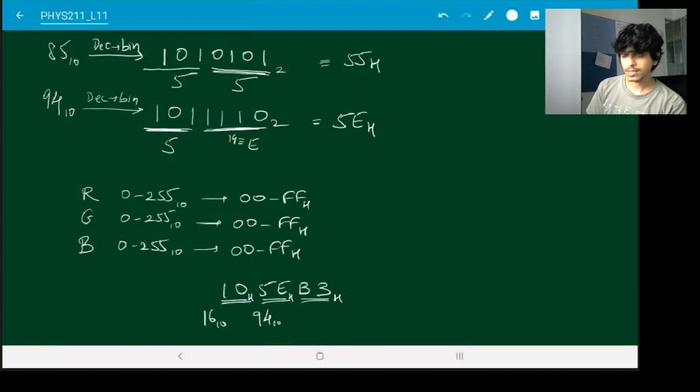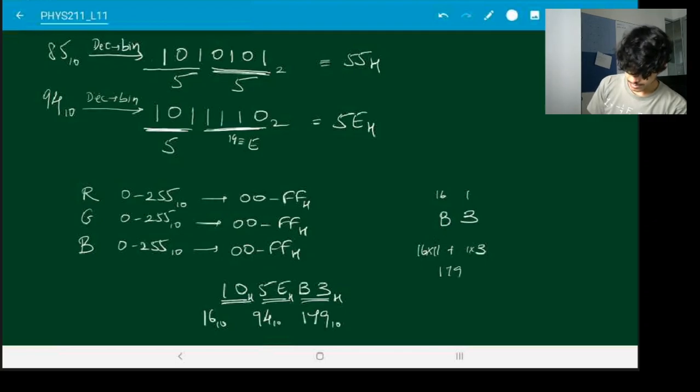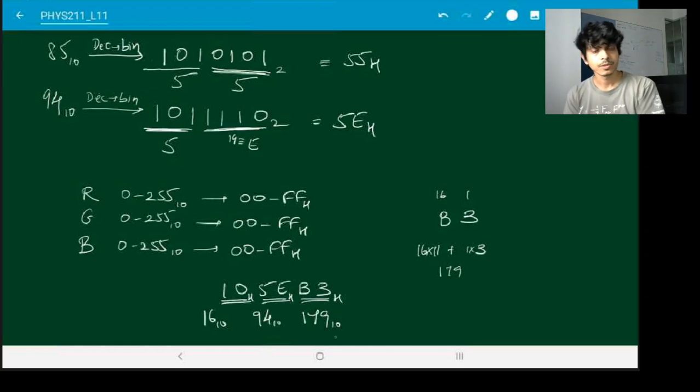And how much is B3? B3. So 1 and 16. So 16 times B, which is 11, plus 1 times 3. 16 times 11 is 176, and this is 179. So for this particular color, red is 16, green is 94, blue is 179. So that's one place where you might have already seen the use of hexadecimal numbers.